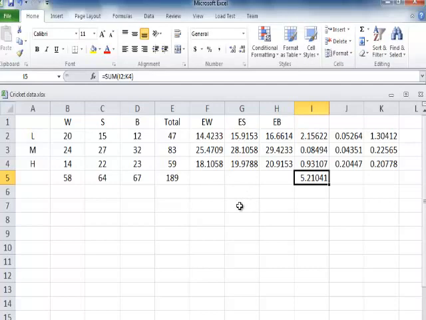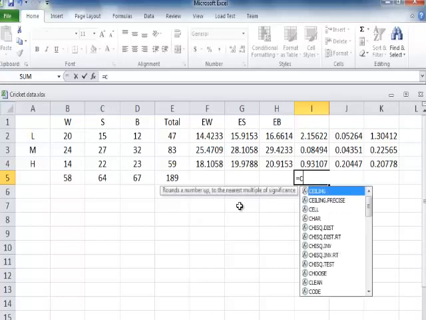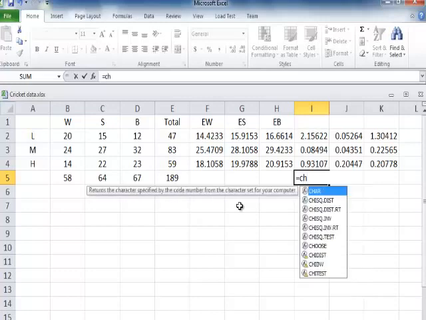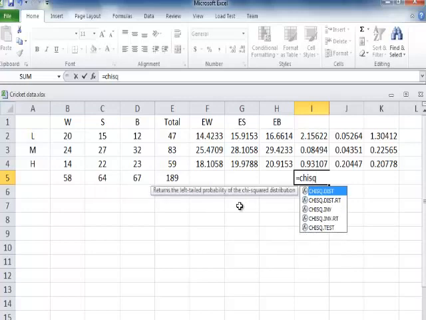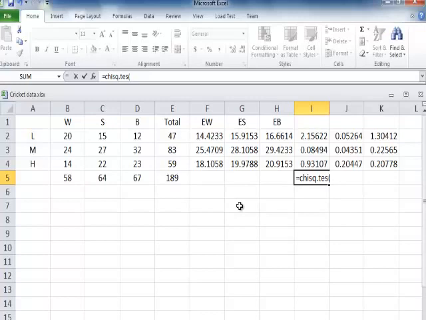So that's 5.2. Now I want to check this against the critical values of the chi-squared. Against a conventional table, it is significant. Oh, it will be significant. Here's chi-squared. It will be 3.84 for 1 degree of freedom. Okay, chi-square dot test. Now I don't know these things, so I have to look at what this is going to do. This went wrong.